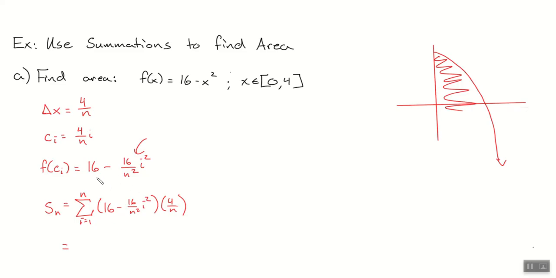Realistically, if you wanted to do all of f of c sub i times delta x and then write your summation after you figured out what it is, you can, as long as we get the right thing inside of the sum in the end, it's okay. But if we're doing it here, what's the next thing you guys would do? Good. I think I heard somebody quietly whisper distribute. 48 over n.